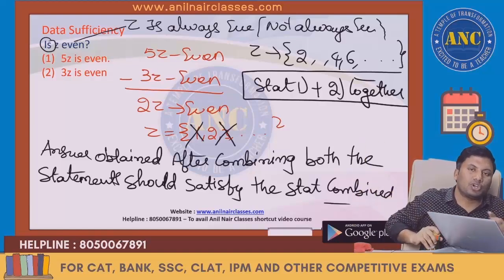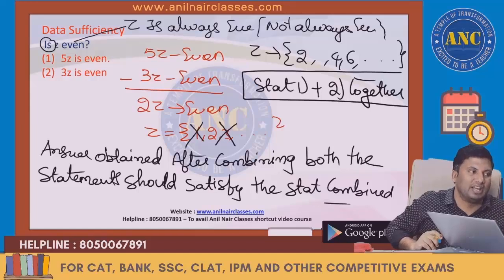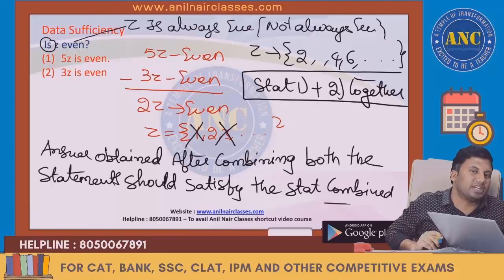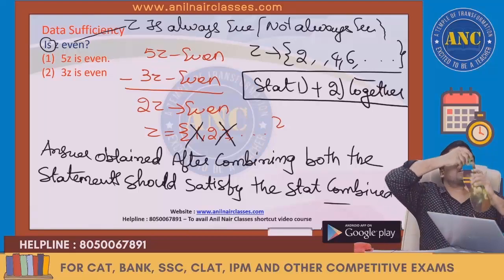Mahesh, in this question I am not finding the value of z. I am telling whether z is even or not. The behavior of z should satisfy the behavior of an even number. I hope it is clear.